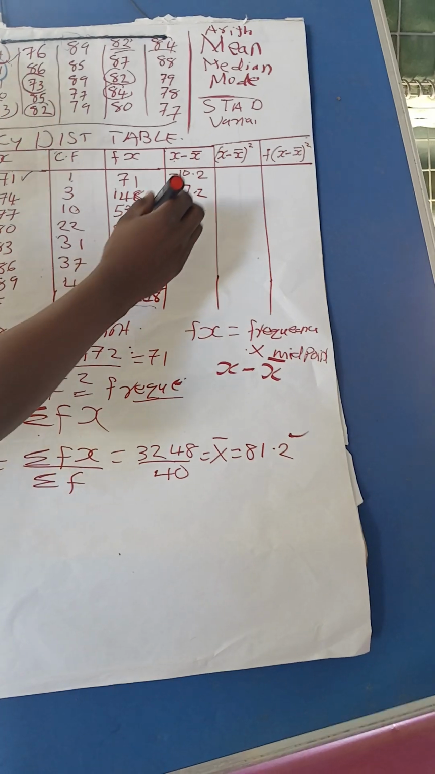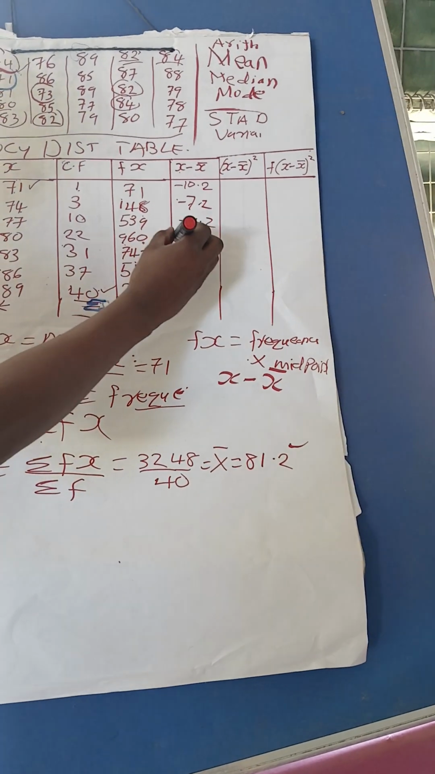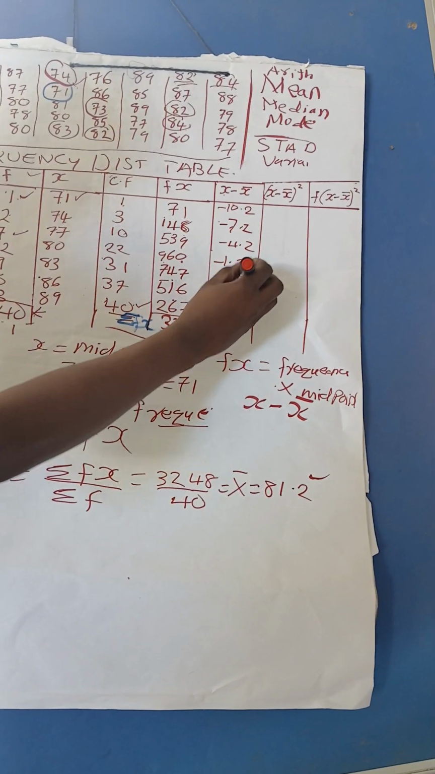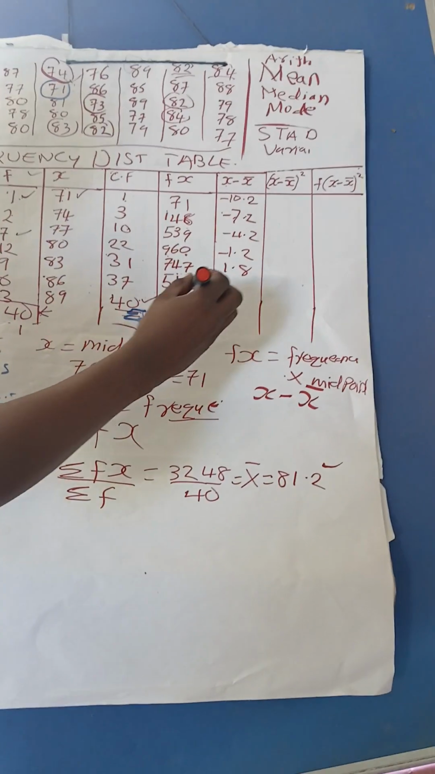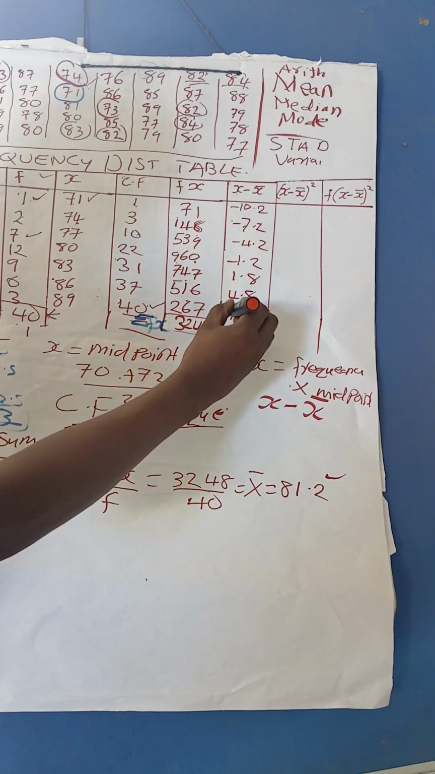Then the next one will be negative 4.2. Then the next one will be negative 1.2. Next will be 1.8. Next will be 4.8. Then next we'll have 7.8.